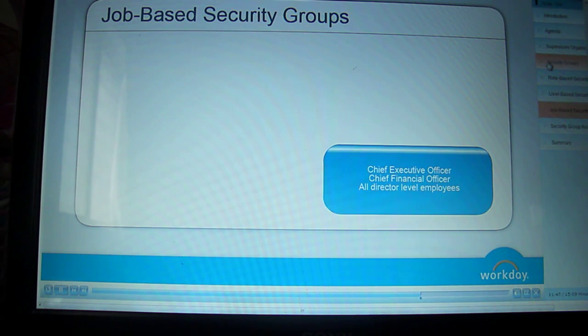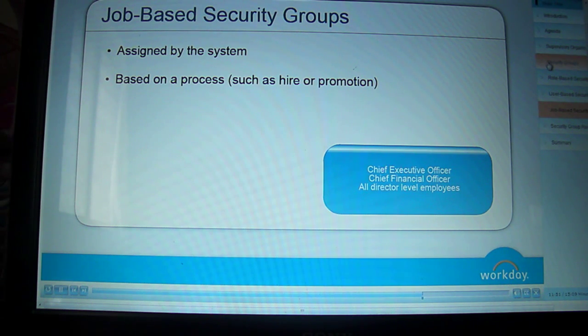Job-based security groups are automatically assigned by the Workday system, based on a process, such as hiring an employee into a specific job profile or management level. These are custom security groups that your company may have chosen to set up, and can be used in business processes. For example, a 20% salary increase might require additional approval from the Chief Financial Officer, and the CFO could be set up as a job-based security group.